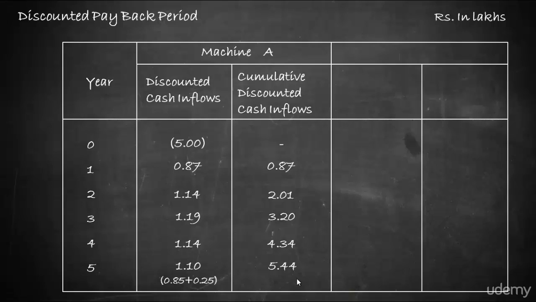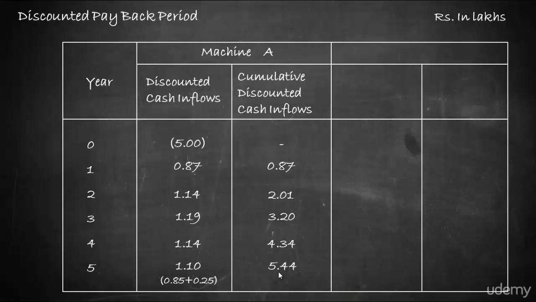So why have we come till 5.44? Why were these cumulative cash flows carried till 5.44? Because we are concerned about the discounted payback period. That is the period at which the cumulative cash flow touches the initial investment. Initial investment was 5 lakh, and here it is 5.44. That is, it has crossed 5 lakh. So the discounted payback period is between 4 and 5 years.